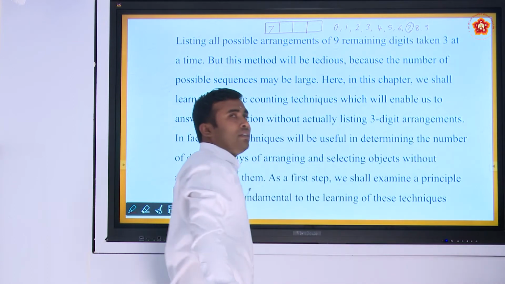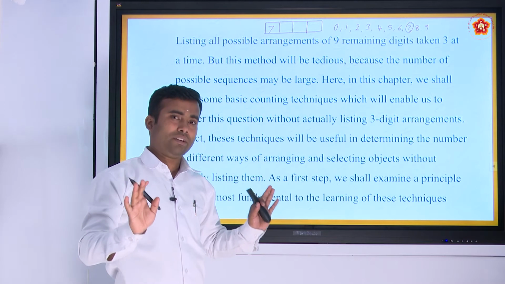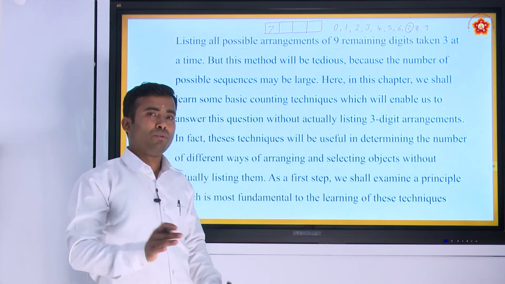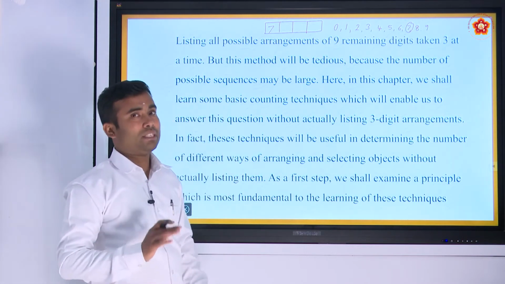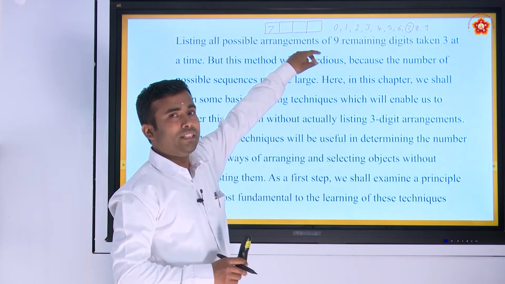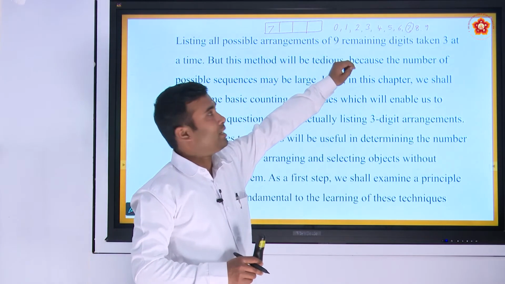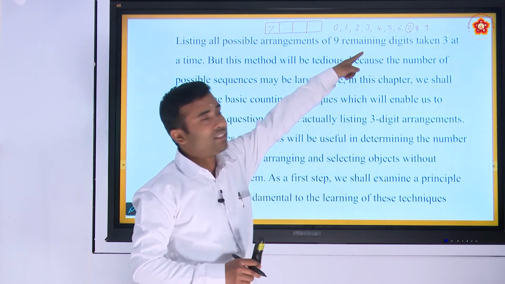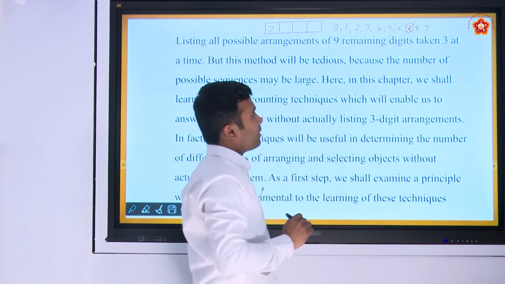Already 7 we have taken because we remembered that 7 is the first digit of those 4 digits. So we filled that with 7 and we have to check what are the possible 3 digits taken from the remaining 9 digits. The remaining 9 digits are all except 7. 7 we have already taken.